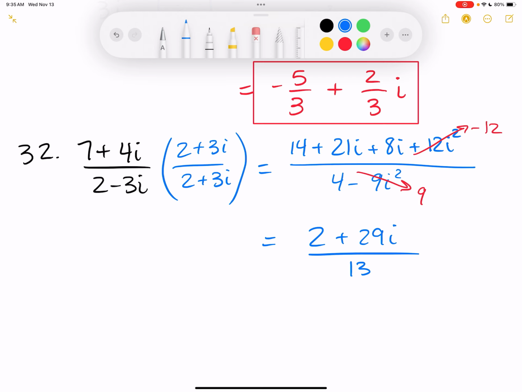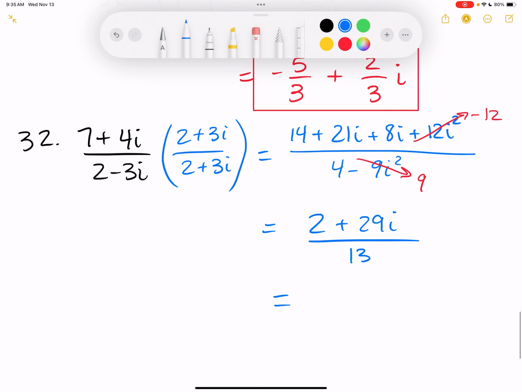So now I'm going to split it. 2 over 13 plus 29 over 13 times i. And you can do all of them by reordering it over one fraction and then split them, but I usually just try to do it in one step.